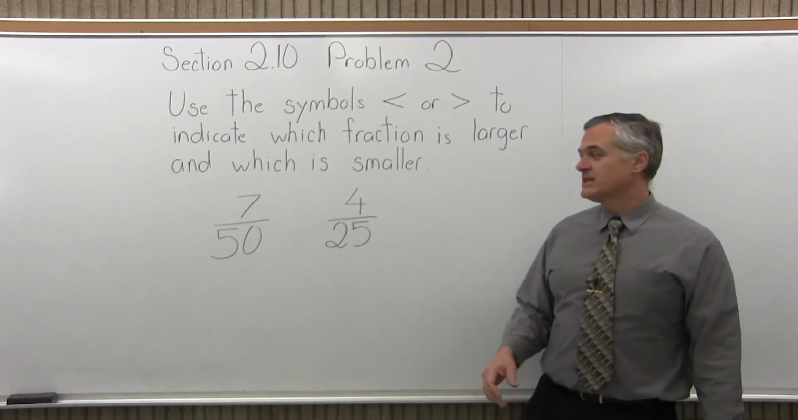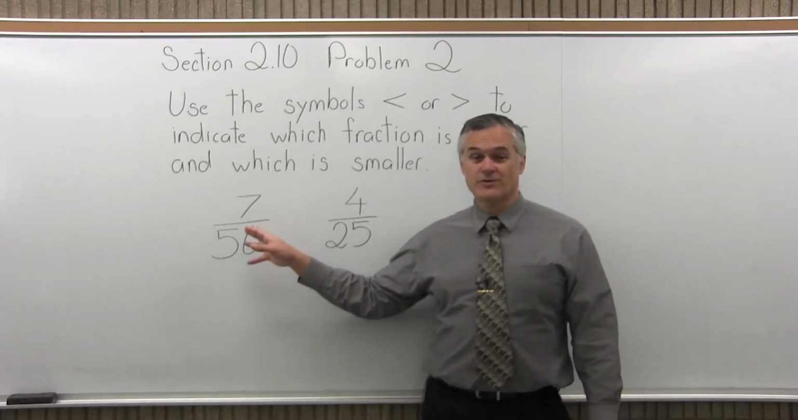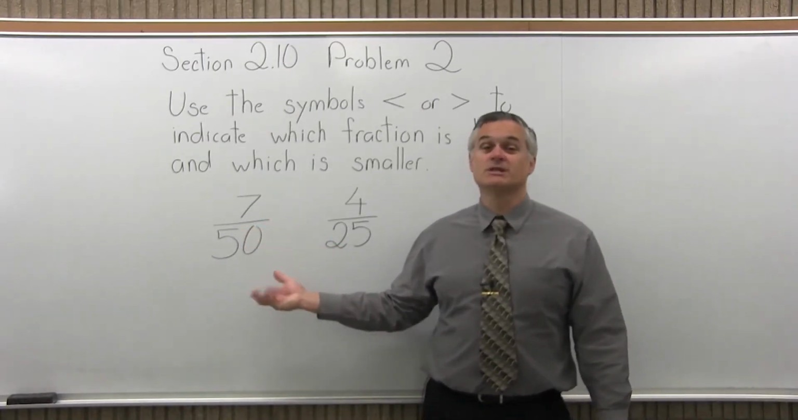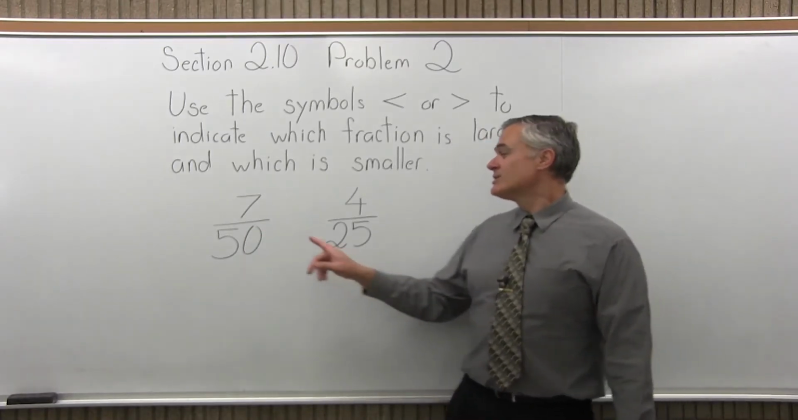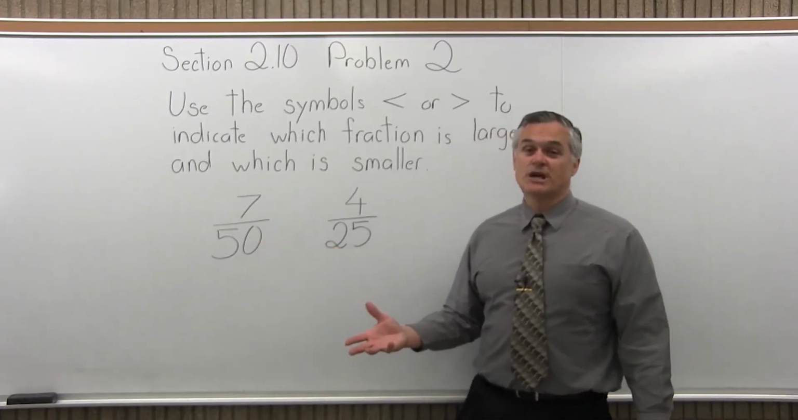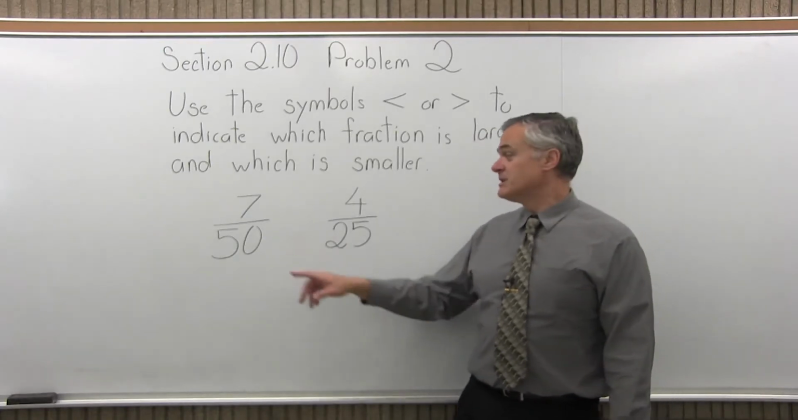And again, if you don't reason it out, you might be tempted to say the 7/50 is larger because it has larger numbers in it. But it's actually not the case. And here's why. So to really determine which one is larger, you need to have the denominators be the same.